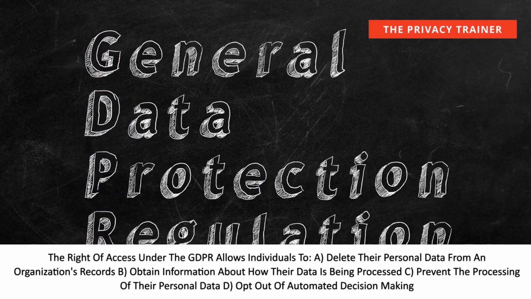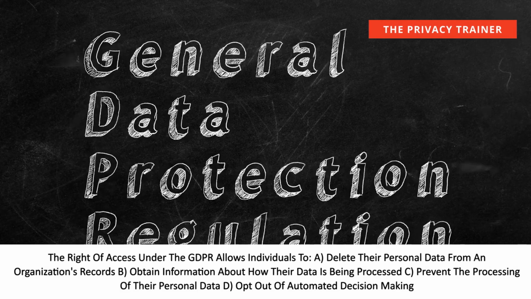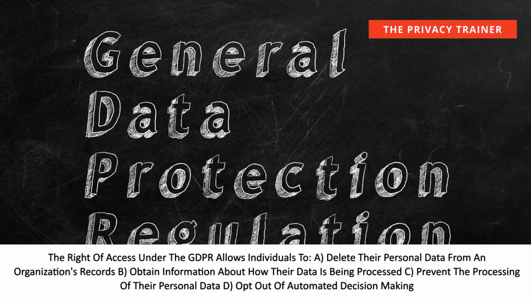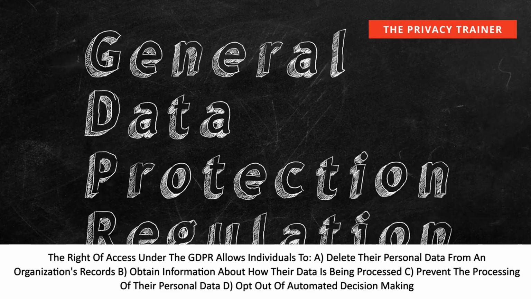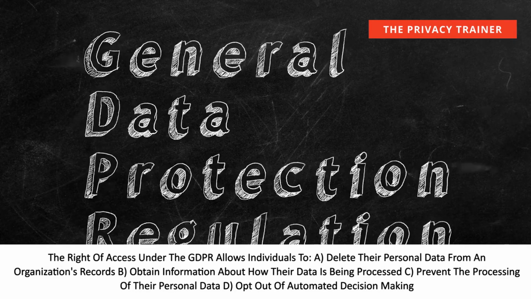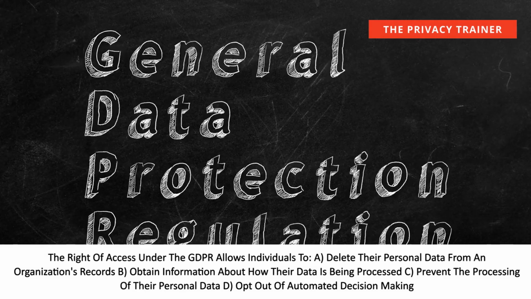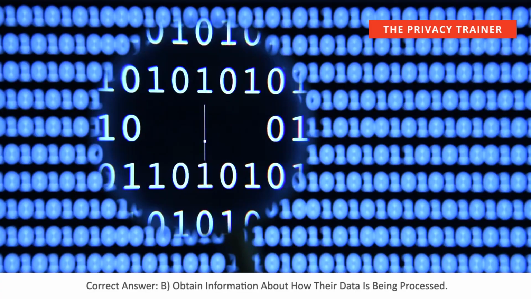The right of access under the GDPR allows individuals to: A. Delete their personal data from an organization's records. B. Obtain information about how the data is being processed. C. Prevent the processing of their personal data. D. Opt out of automated decision-making. Correct answer: B. Obtain information about how the data is being processed.